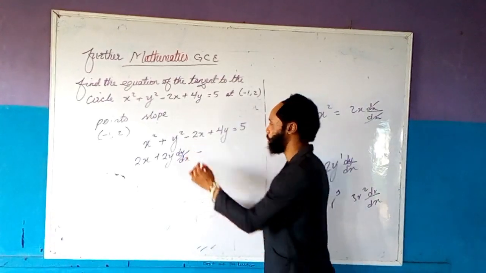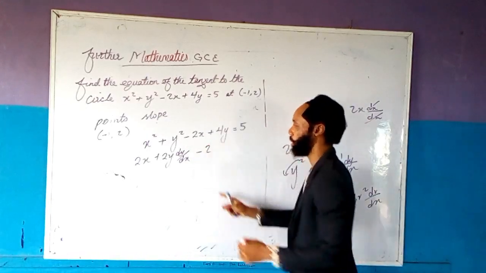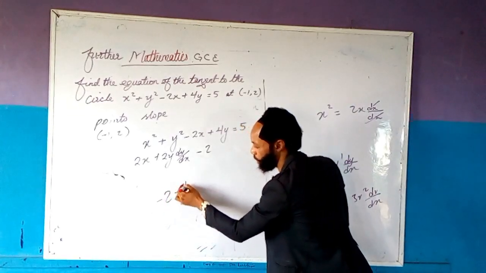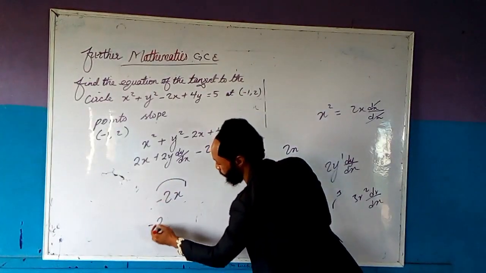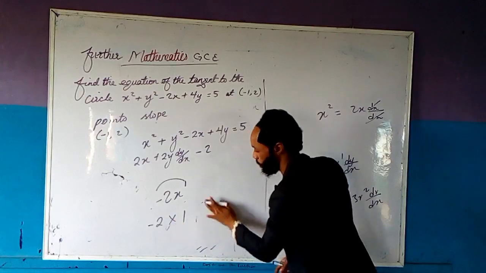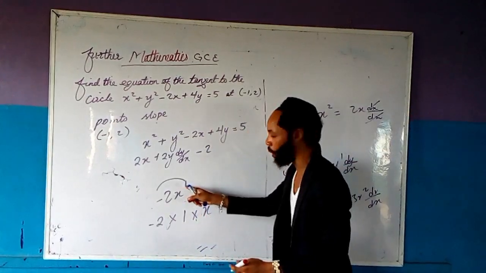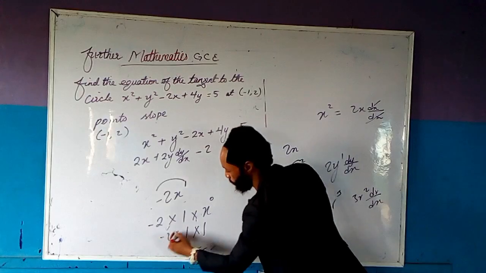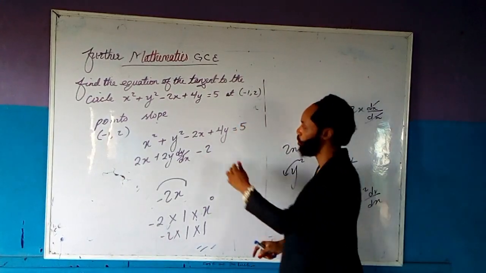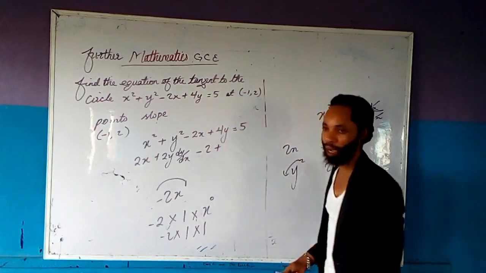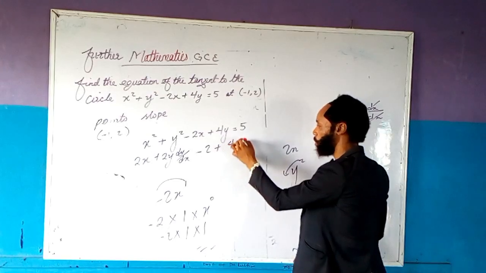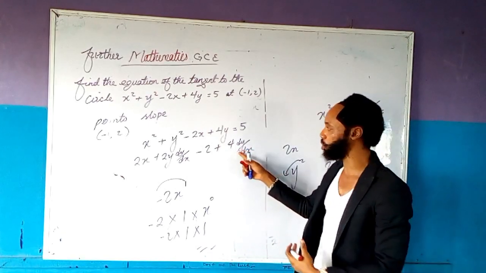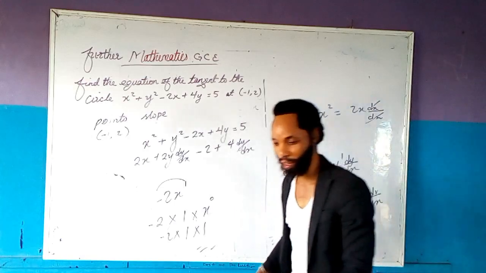Now, if you differentiate negative 2x, what will you get? You get negative 2. Like I said, x here is power 1. If you bring this here, you have negative 2 times 1 times x to the power 1 minus 1, which is 0. x raised to power 0 is 1. So everything becomes negative 2. Plus, now differentiate 4y. You get 4 dy/dx. Differentiate 4y, you get 4, then you always introduce your dy/dx. So this is what we have for that.